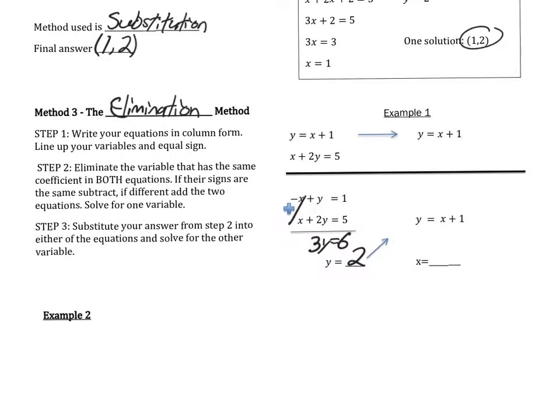So over on the right side, instead of y, I'm going to put 2. So 2 equals x plus 1. Subtract that 1 over. So then x just equals 1. So my final answer would be 1, 2. So still the same thing as all of it.